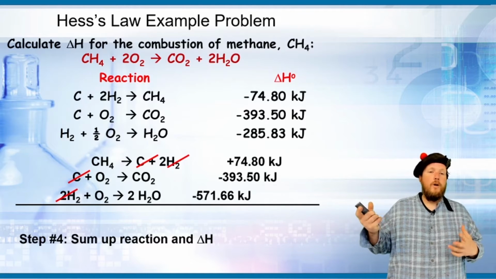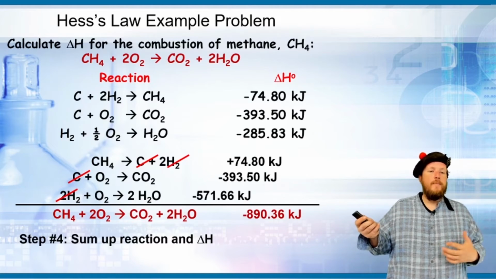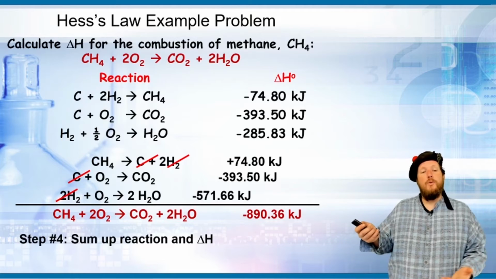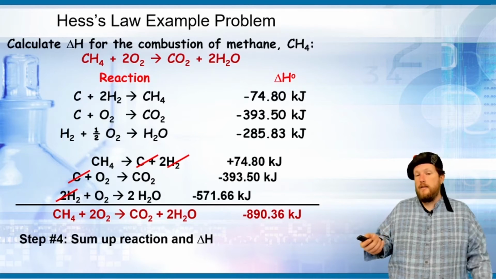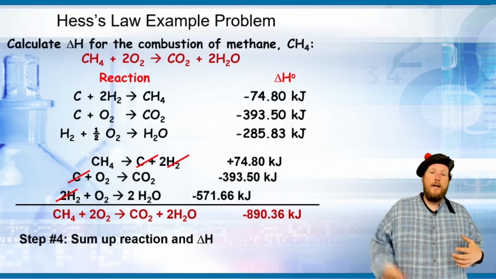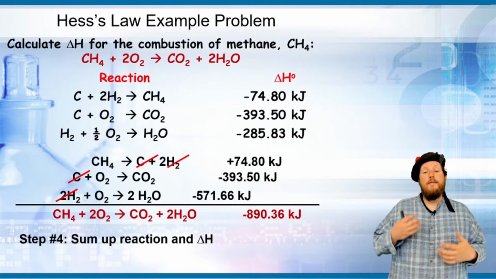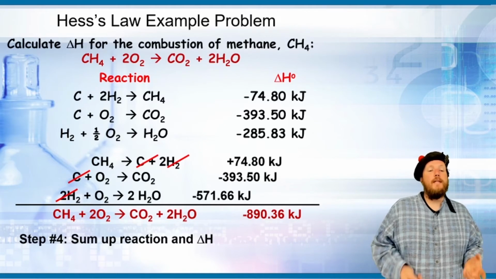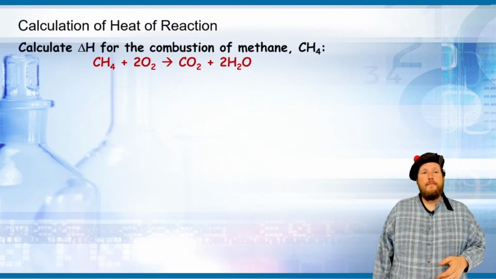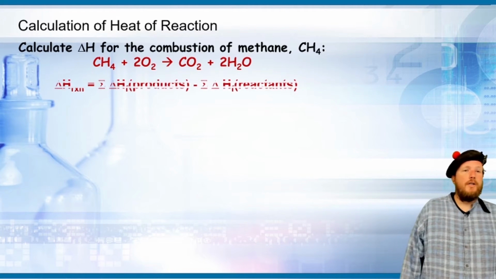So we cancel out the carbon, we cancel out the two H2s, and we get CH4 plus 2O2 becomes CO2 plus 2H2O, which is the reaction they asked us about. And when we add up those delta H's, it gives us negative 890.36 kilojoules for our final delta H. Calculate the delta H for the combustion of methane.